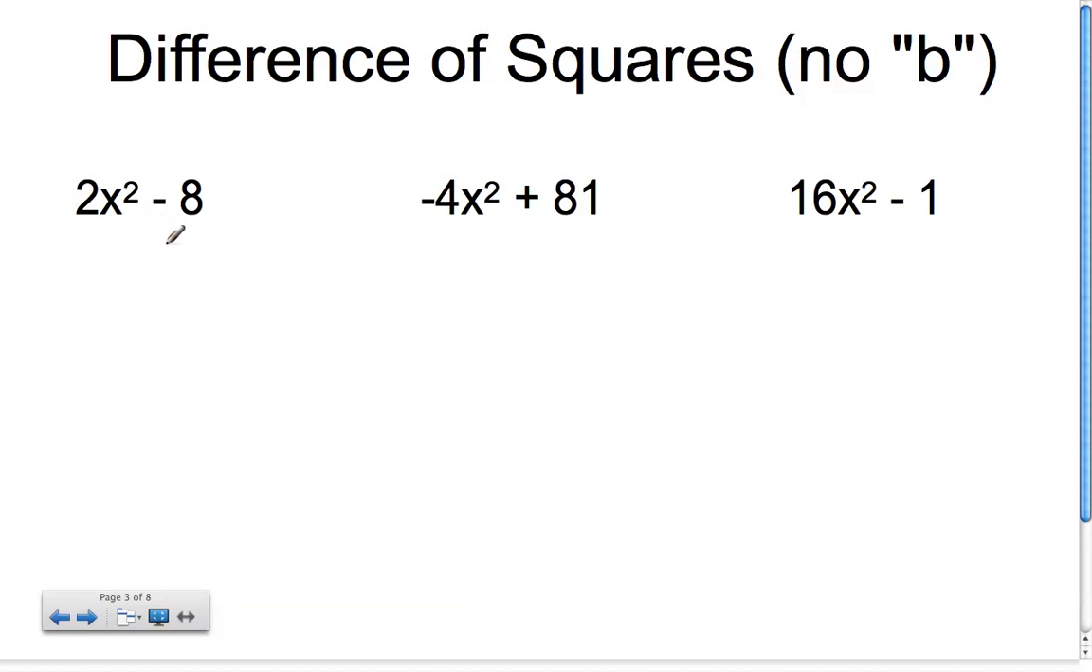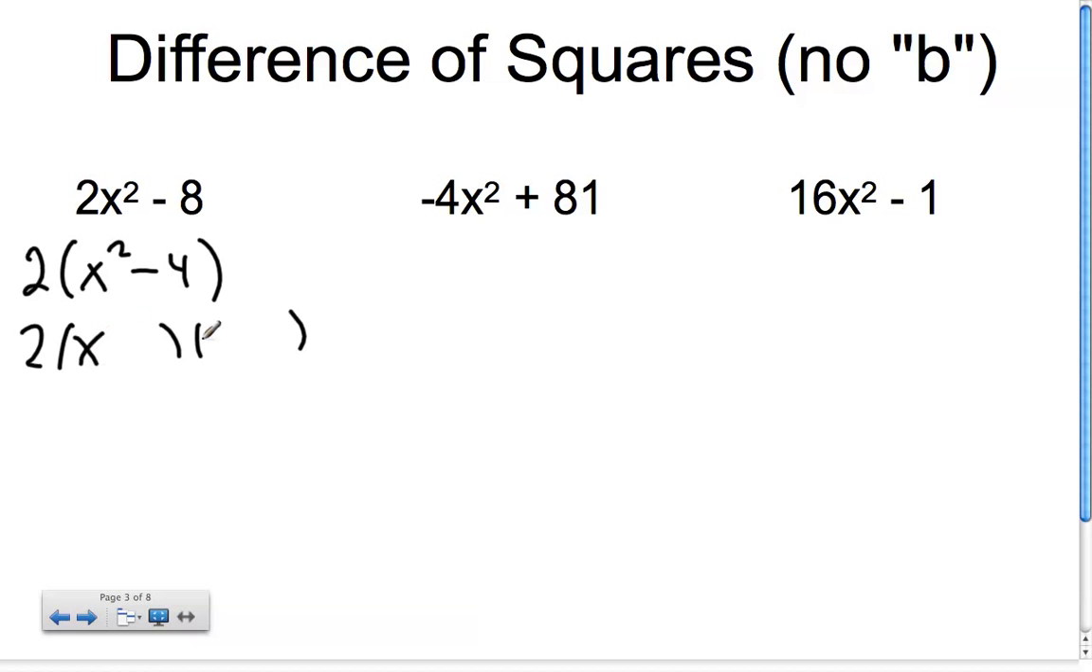Okay, so here in the first example, we have a b term missing, so we're going to try to factor using difference of squares. First, I need to pull out that pesky 2, and I can in this case, so I'm going to do that. 2. And then what I'm left with is x squared minus 4. So, is this a difference of squares? Well, it's certainly a difference, because we have a subtraction problem. Are these perfect squares? And these definitely are. So I can factor this the quick way.